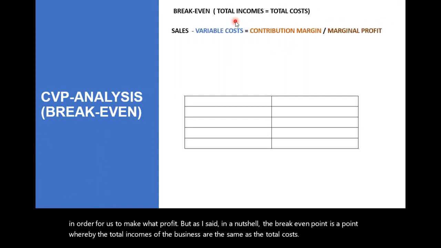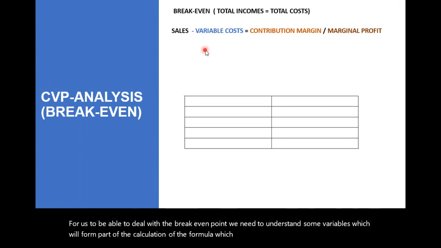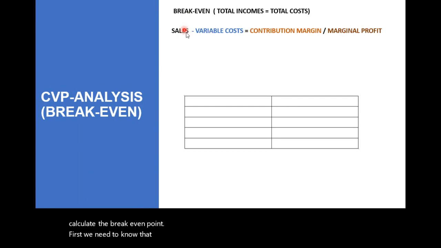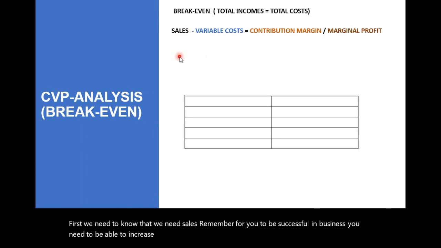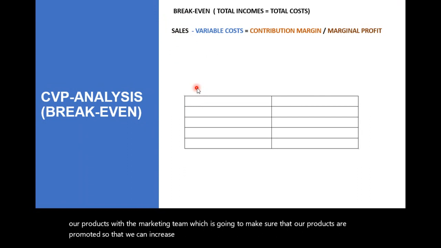Now, for us to be able to deal with the break-even point, we need to understand some variables which will form part of the formula which is going to be used in order to calculate the break-even point. First, we need sales. Remember, for you to be successful in business, you need to be able to increase sales. That's why we've got sales people who are going to promote our products. We've got the marketing team which is going to make sure that our products are promoted so that we can increase our sales. Because the more sales we have, the more profit we are going to have.